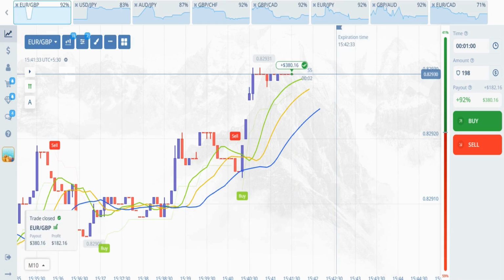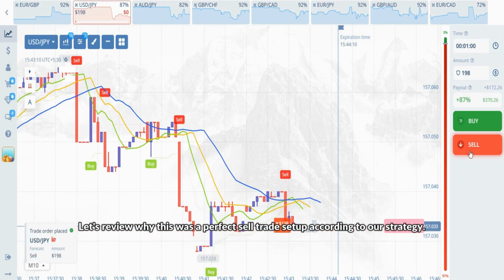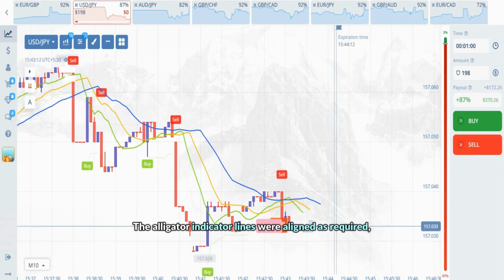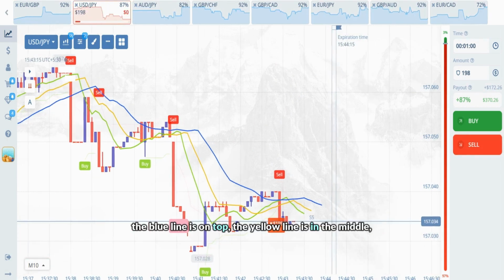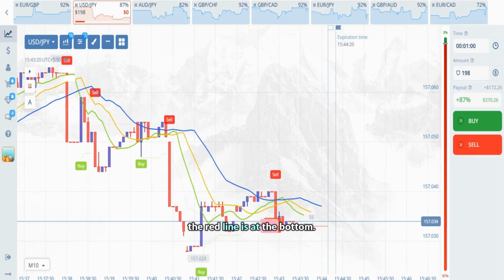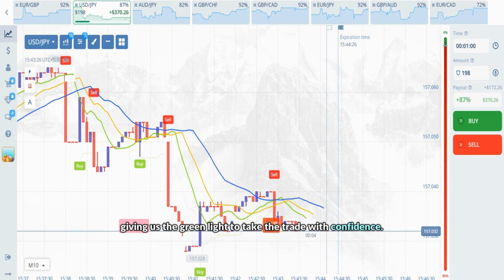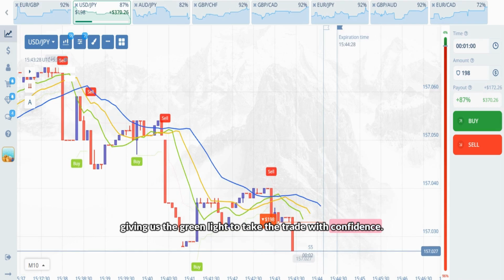We've won this trade. Let's review why this was a perfect sell trade setup according to our strategy. The Alligator indicator lines were aligned as required. The blue line is on top, the yellow line is in the middle, and the red line is at the bottom. The super trend indicator confirmed the sell signal, giving us the green light to take the trade with confidence.